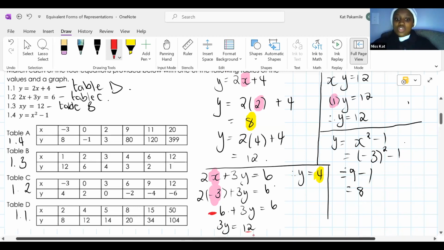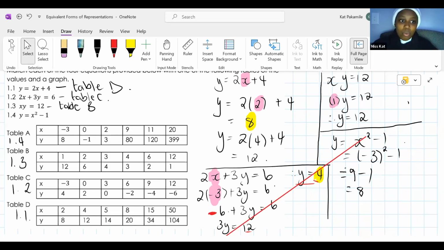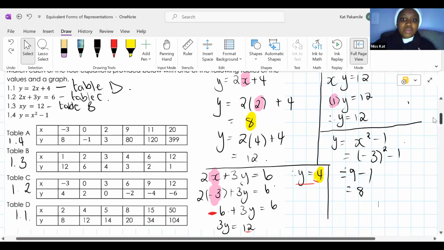And then to get rid of the 3 in front of the y, we divide by 3, divide by 3. That's why our final answer is y equals 4. And that corresponds with the output we wanted. Okay. If you still struggle with substitution, we did do a lot of substitution in algebraic expressions and equations. All right, so that was the first type of mixed representations.